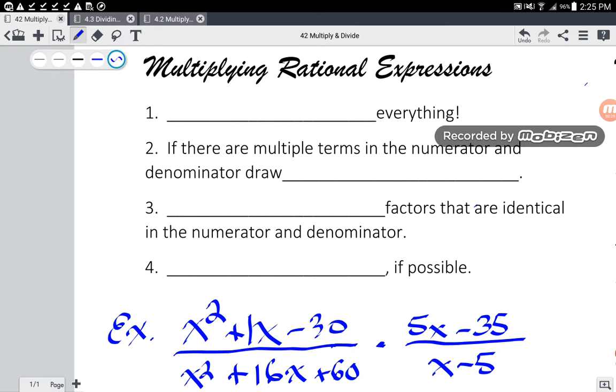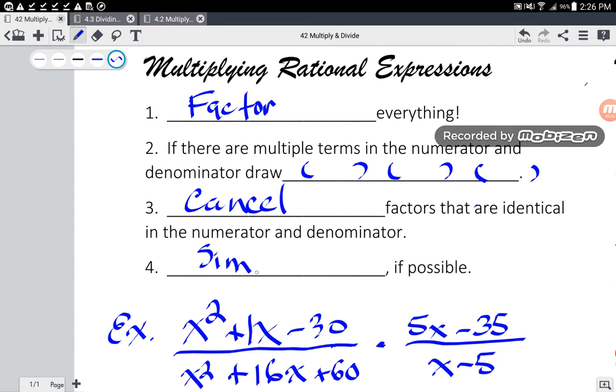All right, so to simplify, what we're doing was factoring and canceling, and multiplying is really not that much difference. So you want to start off by factoring everything. If there are multiple terms, if there's more than one term, use parentheses. You're going to cancel factors that are identical, top and bottom, and finish by simplifying.